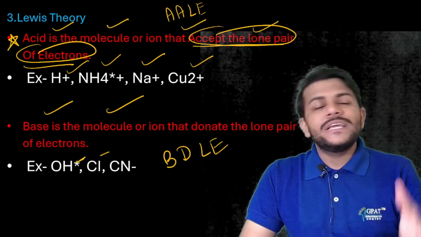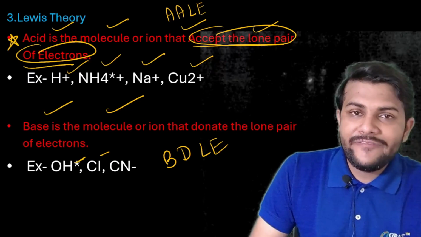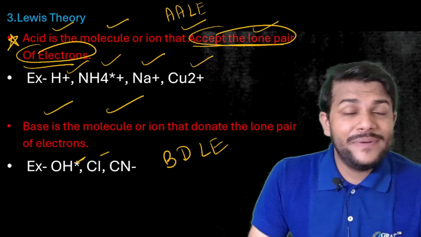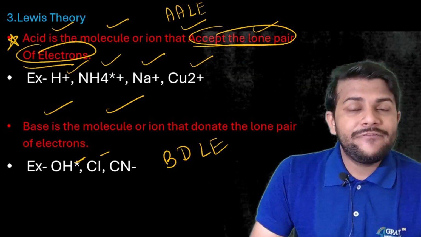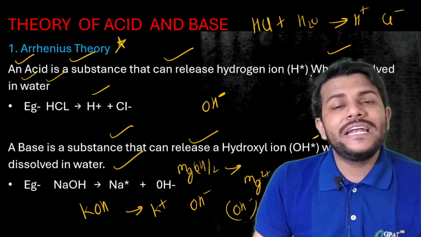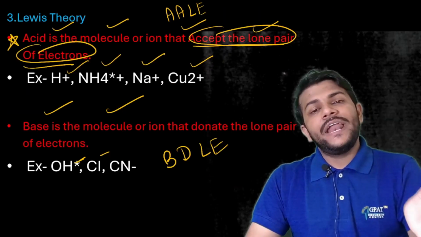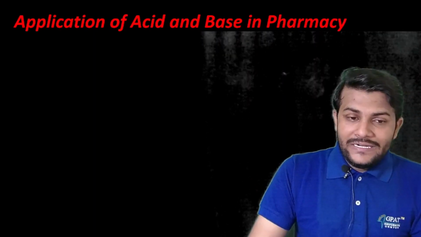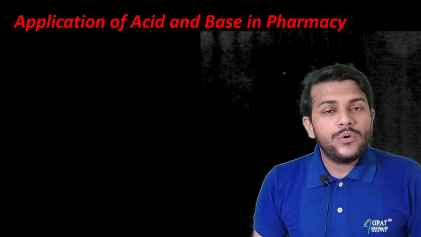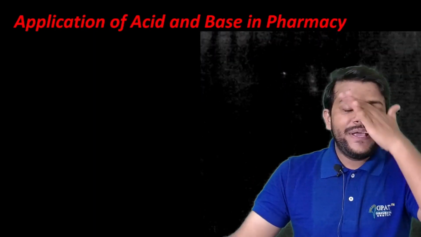Got it? So these are the basic three theories that we use to classify acids and bases. First we have the Arrhenius theory, secondly the Bronsted-Lowry theory, and next the Lewis theory. And now we will discuss the applications of acids, bases and buffers.